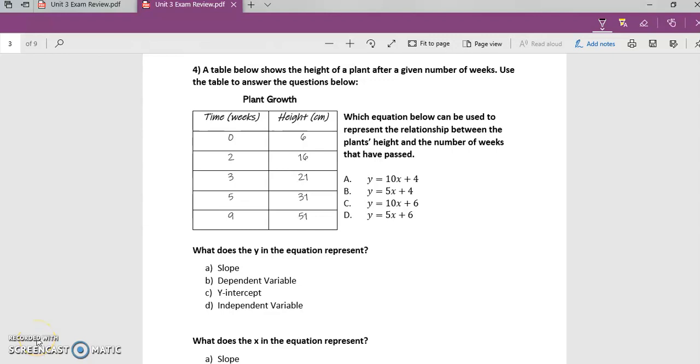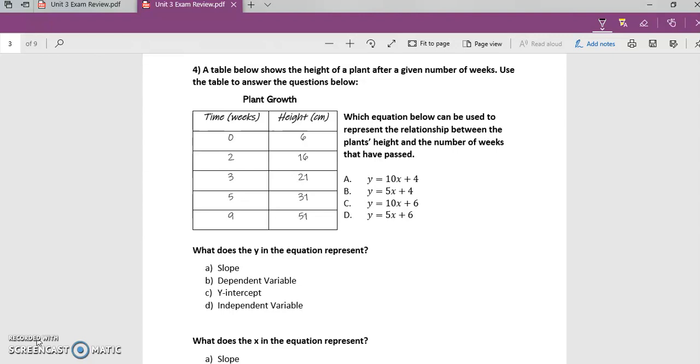Okay guys, so now we're back with number 4. A table below shows the height of a plant after a given number of weeks. Use the table to answer the question below. So here's the table, plant growth, we have time in weeks, and the height. It says which equation below can be used to represent the relationship between the plant's height and the number of weeks that have passed.